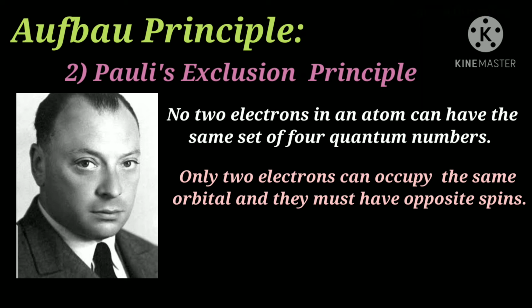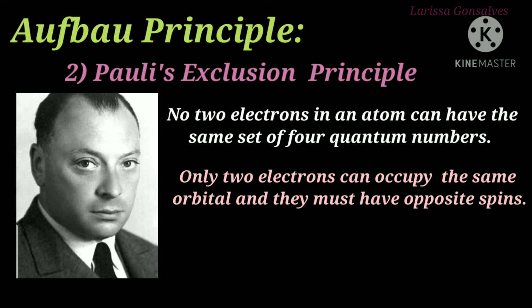Pauli explained that for electrons belonging to the same orbital, the spin quantum number, denoted by ms, should be different, since the other three quantum numbers, that is n, l and ml, are the same. We already know that the spin quantum number has only two values, plus half and minus half, and an orbital can accommodate only two electrons with opposite spin, that is plus half and minus half. So what does this actually mean?